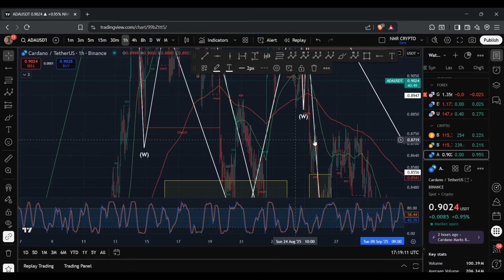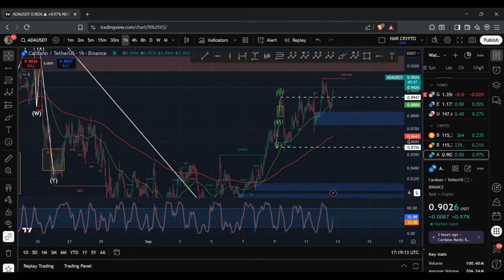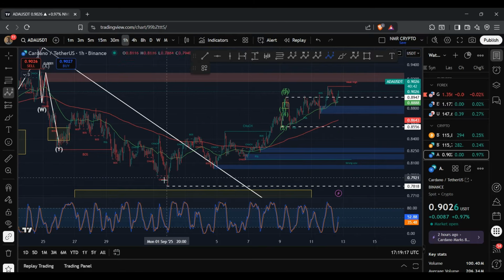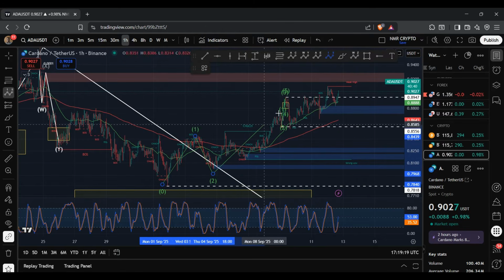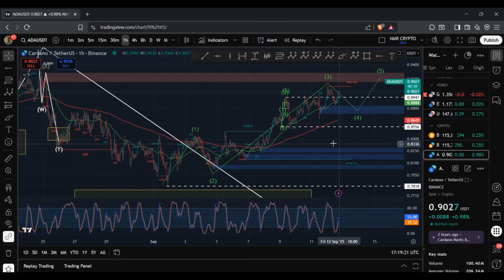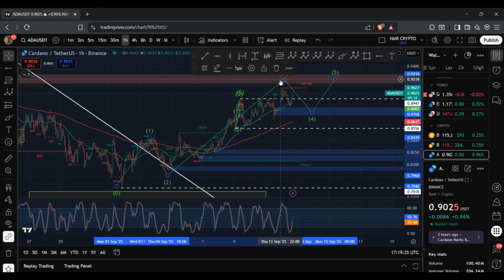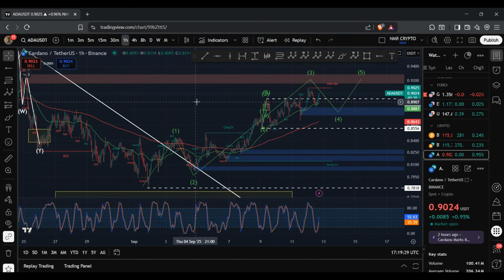So if I go back to the hourly chart, essentially what I'm looking at, like I mentioned in my previous update, was a five-wave structure, where this is wave 1, 2, 3, 4, and 5. And for this five-wave structure to play out, what we need is for this wave 3 to reach the minimum requirement, which is the 1.618 level of the wave 1.